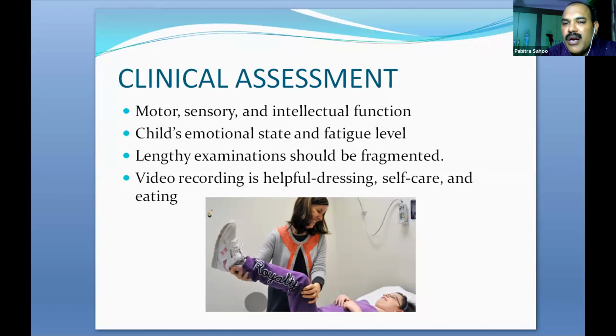which is helpful if you just record a video of dressing, self-care, eating, how the child is eating, how the child is dressing, how the child is brushing. So you just analyze the video. What is the problem the child is facing during his normal day-to-day activities, normal activities of daily living? From that also you can assess. You can see which group of muscles are spastic, whether the child has appreciable voluntary control or not, whether the child has initiation of the limb or not. So you can get these things from an uncooperative child by taking a video recording in different activities of daily living.